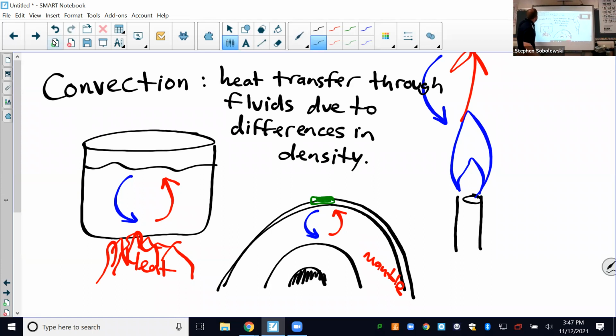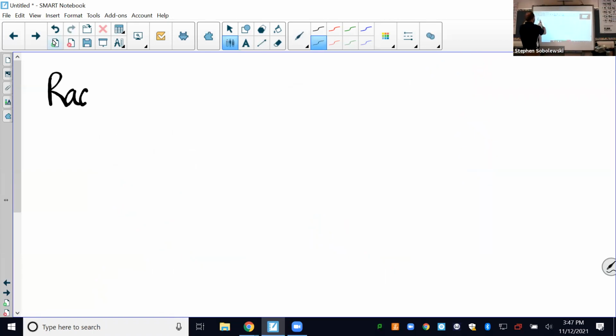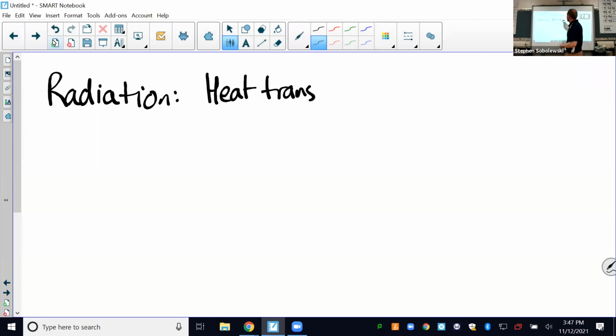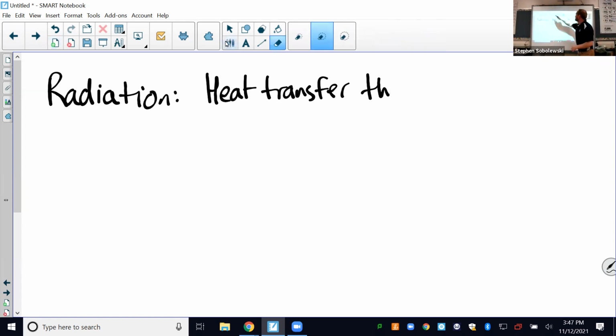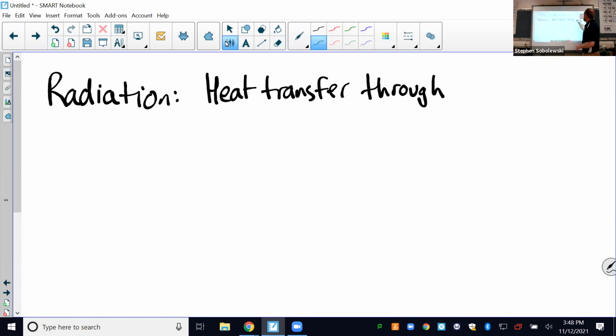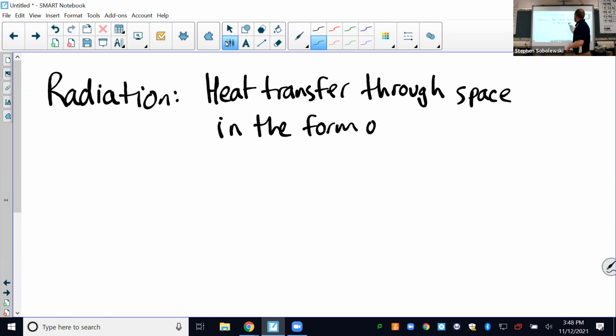The last type of heat transfer is radiation. Let's just define this one. Radiation is heat transfer through space in the form of waves.